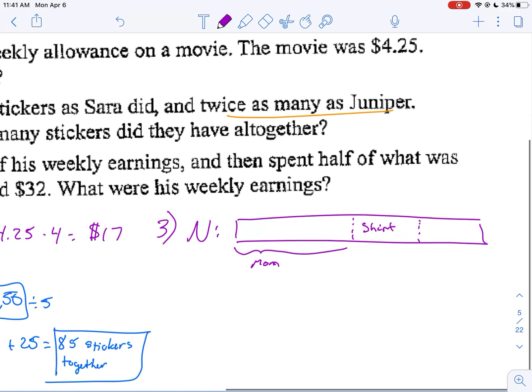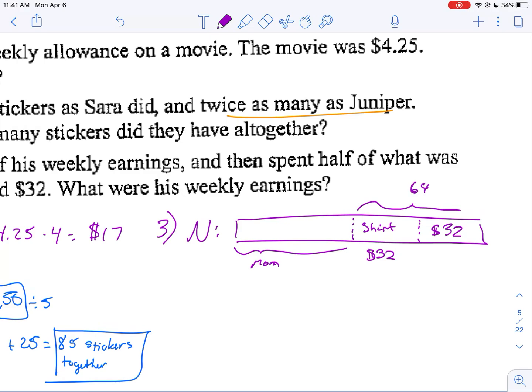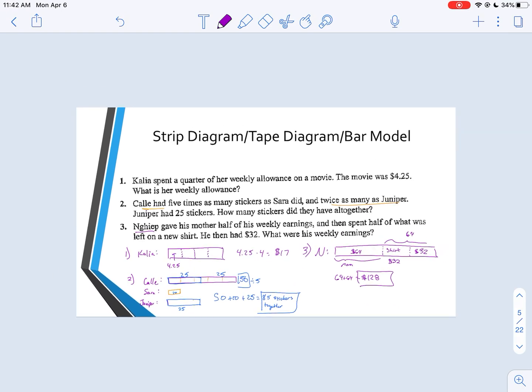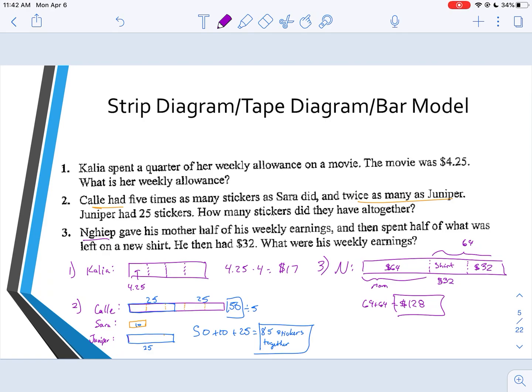And he had $32 left. So that means his shirt must have cost $32. And then together that's $64. So he must have given his mom $64. So his weekly earnings were 64 plus 64, $128 for his weekly earnings.